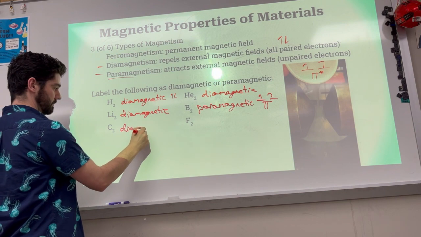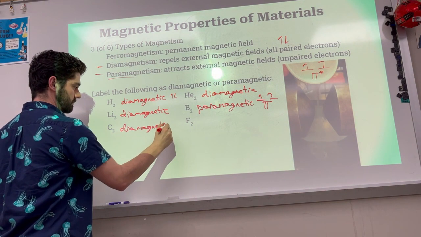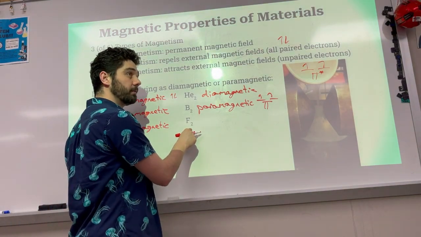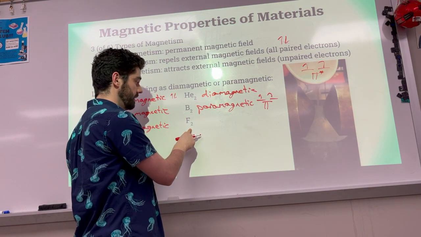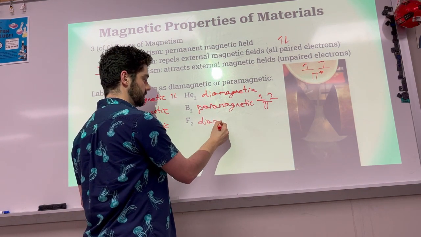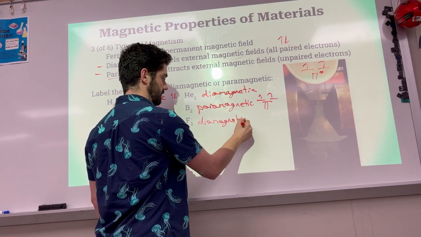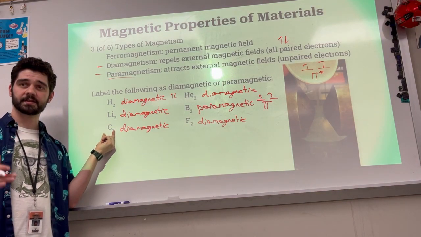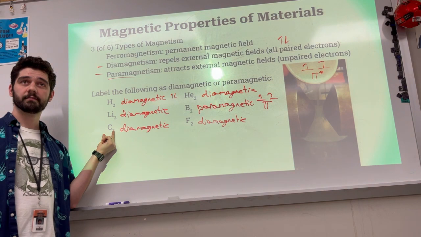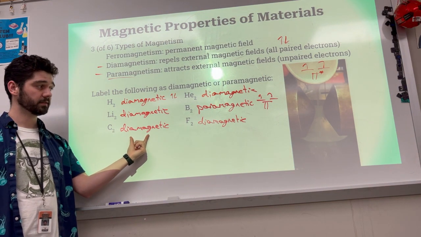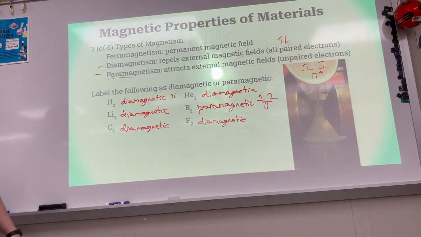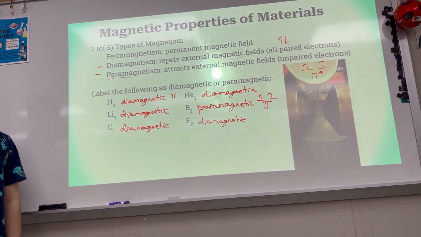Is this one diamagnetic? Yeah. F2 is going to fill the pi star, I think, because it fills everything that oxygen fills, so it's diamagnetic. Carbon is going to go up through sigma, sigma star, pi, pi. Yeah, it's going to fill the pi's, I think. Okay, I have multiple people saying this is right. So there's only a few of them that are paramagnetic: O2 and B2 and maybe some ions.